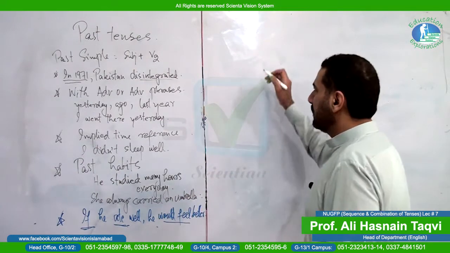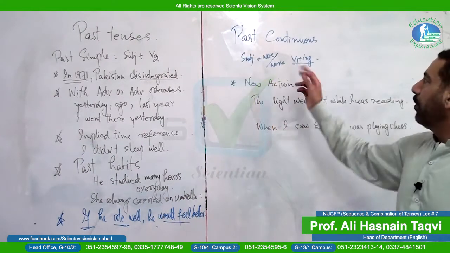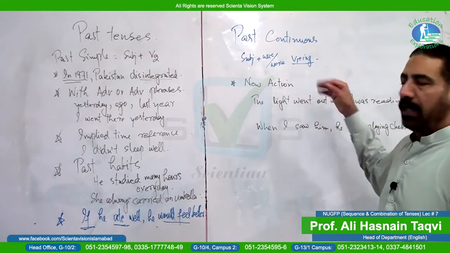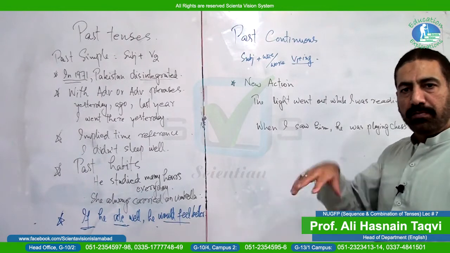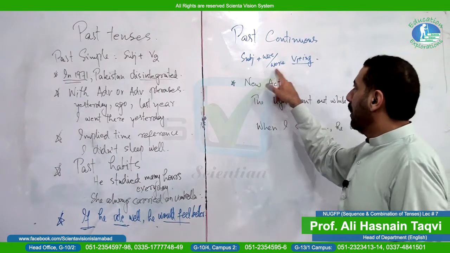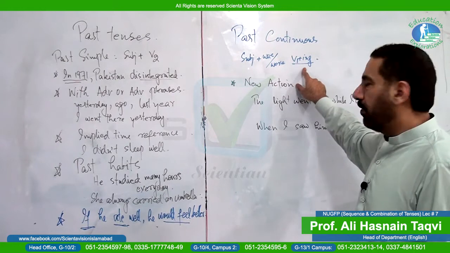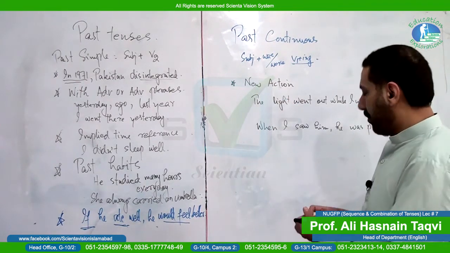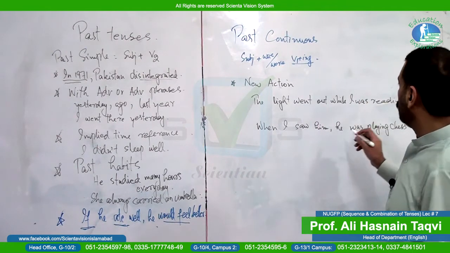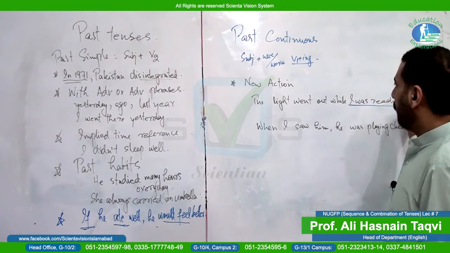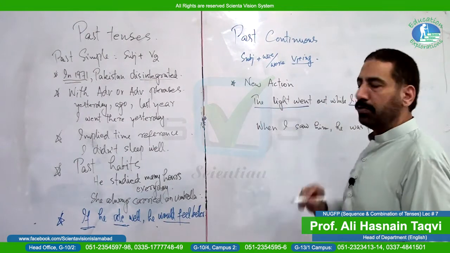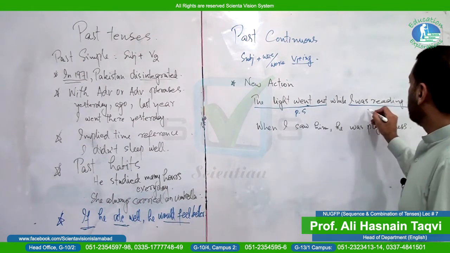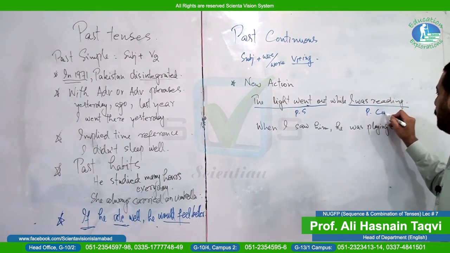But let's move to the second structure, which is talking about past continuous tense, knowing the formula, an activity which went on in the past that requires was verb plus first form verb ing. See here, for a new action, if you see these two clauses here, I was reading, the light went out. This is implying past simple. This is implying past continuous.